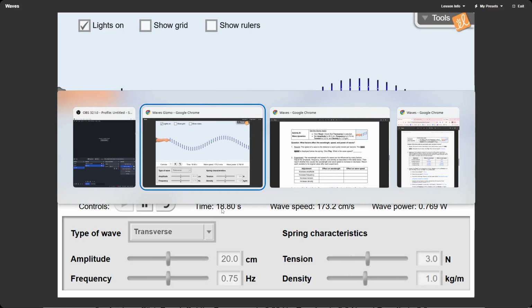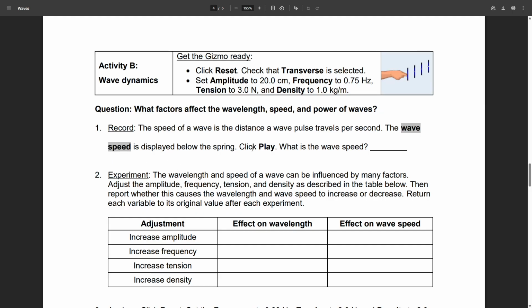So that's question number one. You want the centimeters per second. Experiment. The wavelength and speed of a wave can be influenced by many factors. Adjust the amplitude, frequency, tension, and density as described in the table below. Then report whether this causes the wavelength and the speed to increase or decrease. Return each variable to its original value after the experiment.